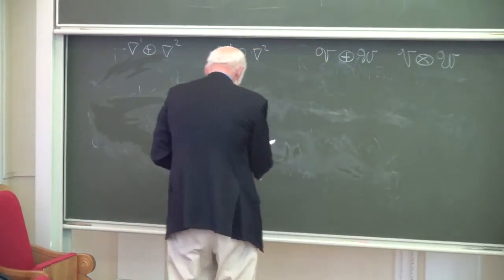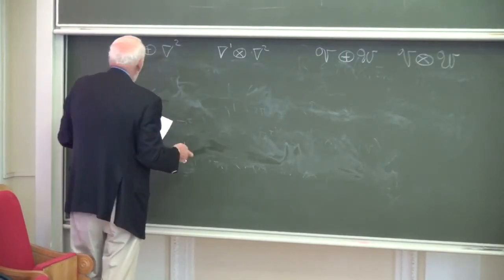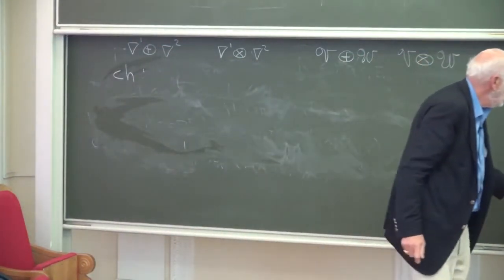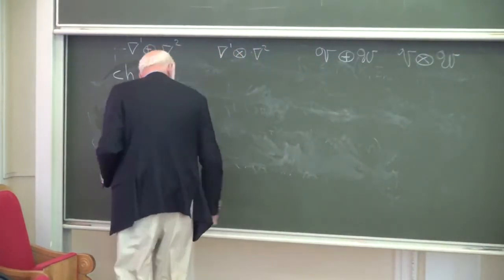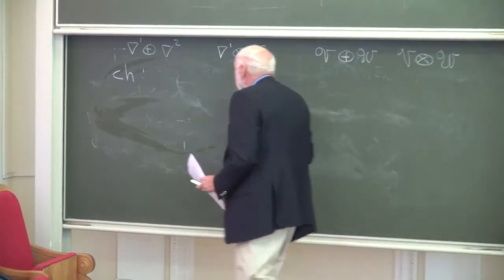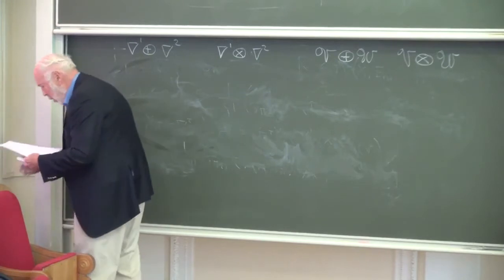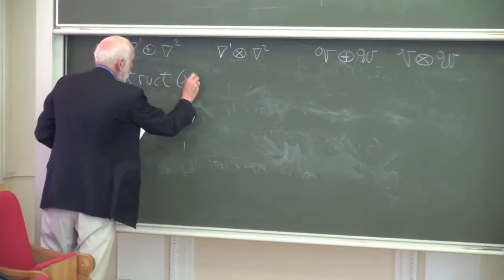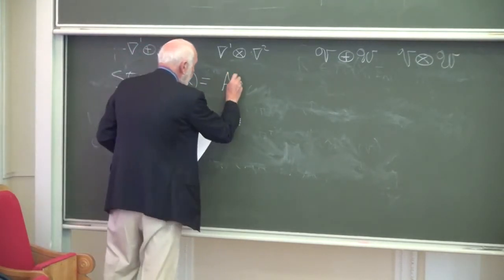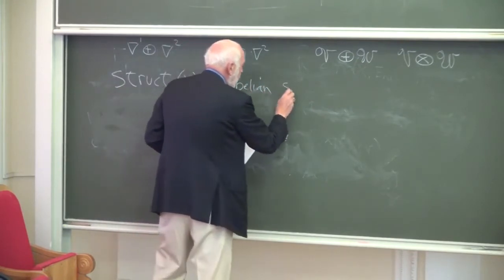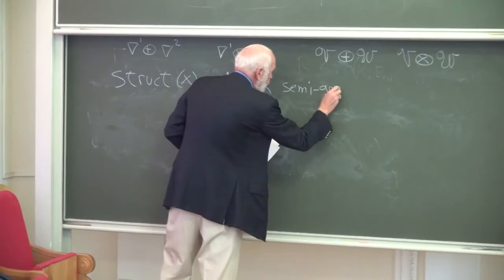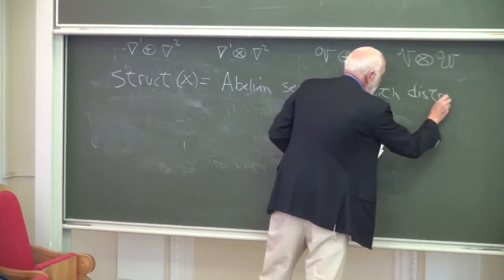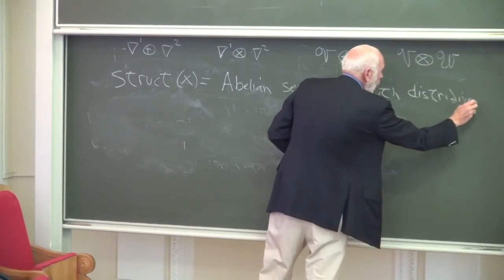This all makes sense. And as Dennis pointed out, the Chern character, oh, did I write it already? Yes, I've already written it. It's well defined. So now I'm going to define something called Struct X. So Struct X equals the abelian semigroup with distributive multiplication.